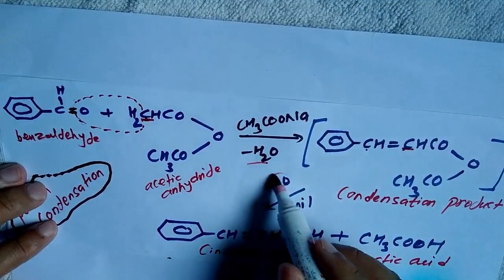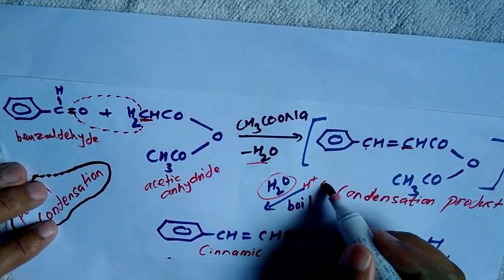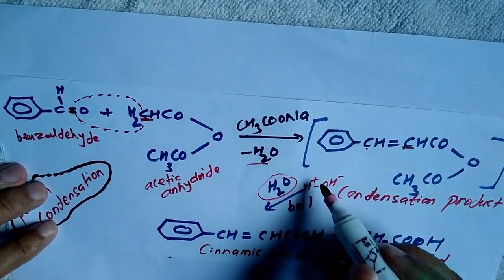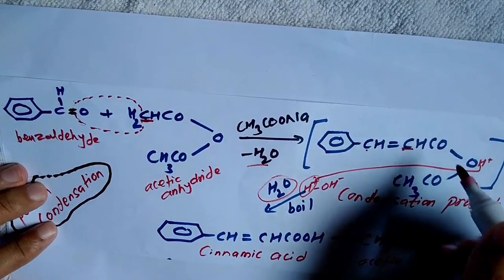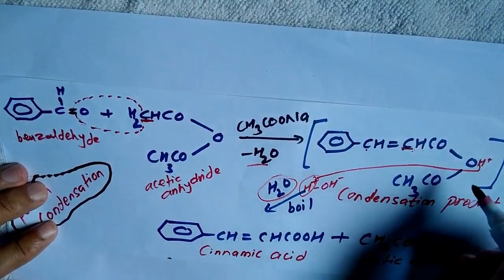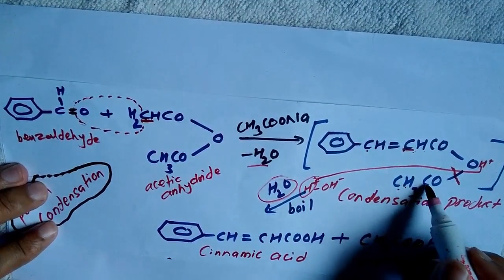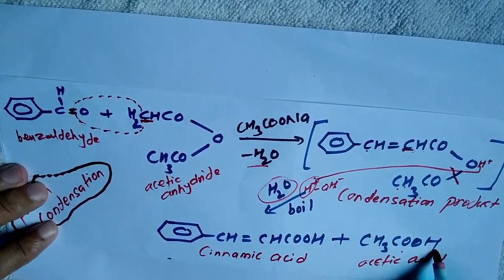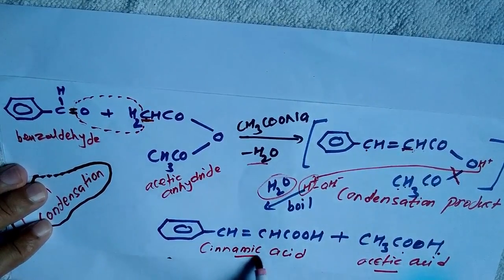Hydrolysis means lysis of water. Lysis of water means H plus and OH minus break here. So this H plus bonded with this oxygen, giving CHCOOH, and there is a broken off bond, and CH3CO, here is an OH, CH3COOH is formed. CH3COOH is acetic acid, and this is the cinnamic acid.